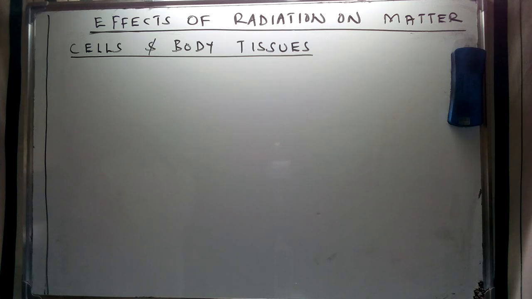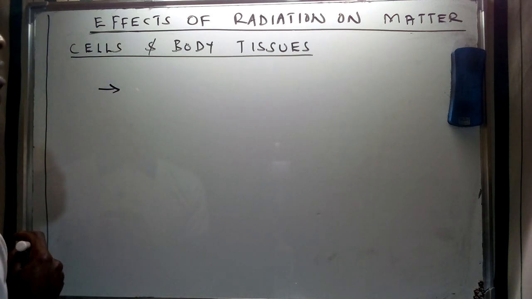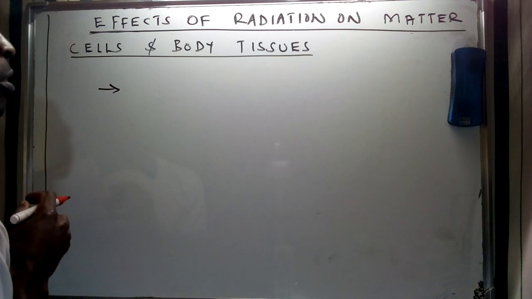So today we're going to look at the last bit of a series of discussions we have had on the interaction of radiations and matter. Basically, today we're going to place emphasis on cells and body tissues. And of course, today's discussion is a continuation of the first interaction we had of radiations and body tissues.